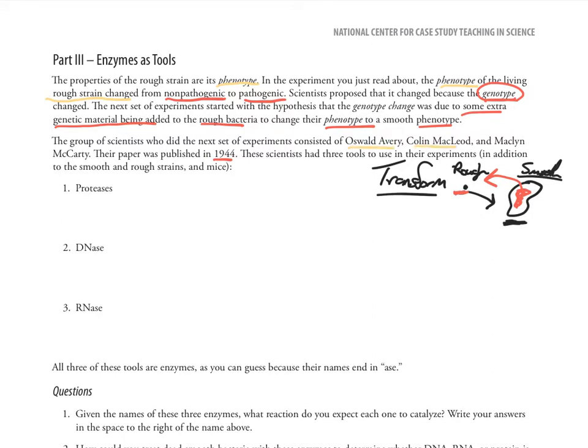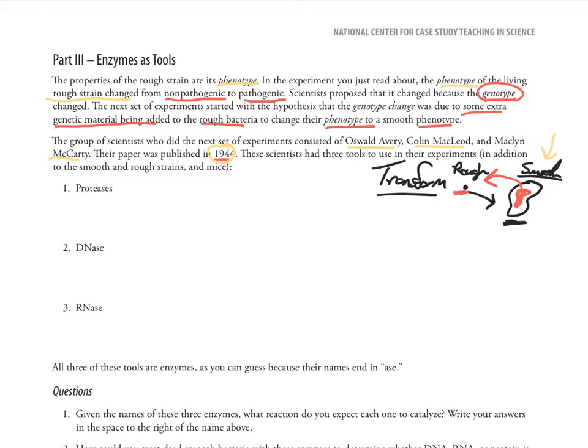So Avery, McLeod, and McCarty, right? They did an experiment in 1944 to try to answer this question: what molecule was in there that allowed for that smooth colony to turn the rough colony smooth? Now, remember, they had boiled this, they heated it, and by heating it, they killed the cells, made that soup of molecules, and then mixed them in with the rough colony, and the rough colony took something up.